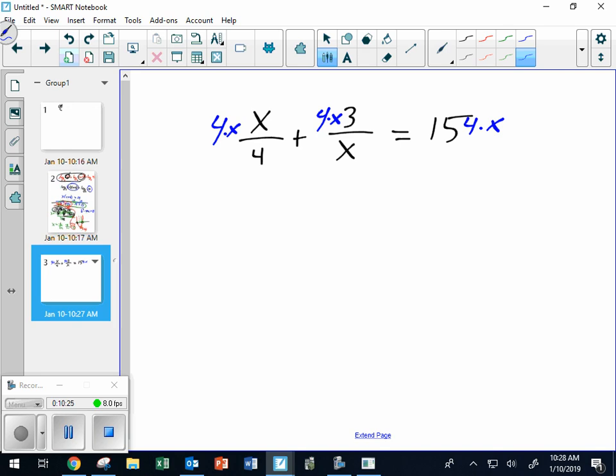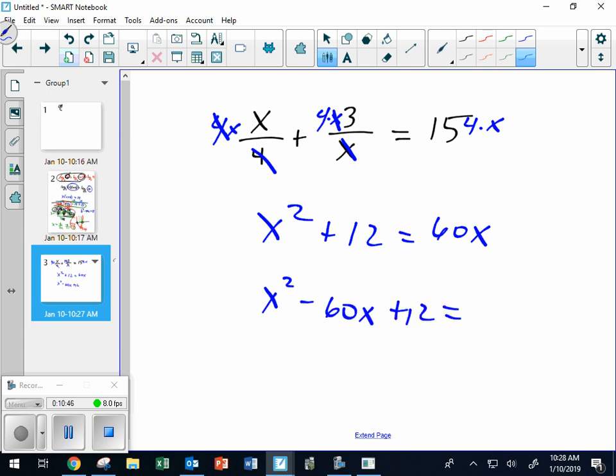When you do, it clears your fraction, and cool, that's gone, and ooh, it made an x squared. This cancels, and it made 12, and this makes 60x. Now, if I subtract that, you always set things equal to 0. X squared minus 60x plus 12 equals 0, and then I can solve it. See how it's much easier to solve now?